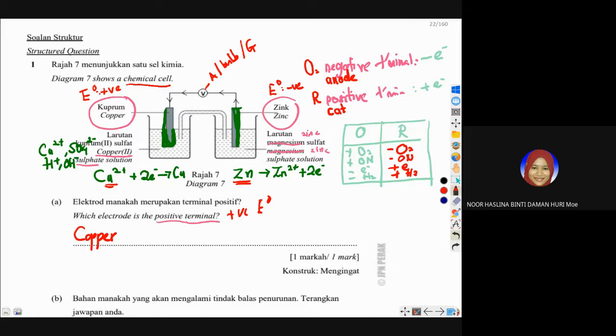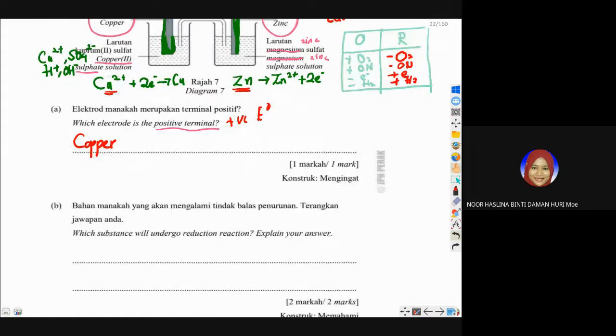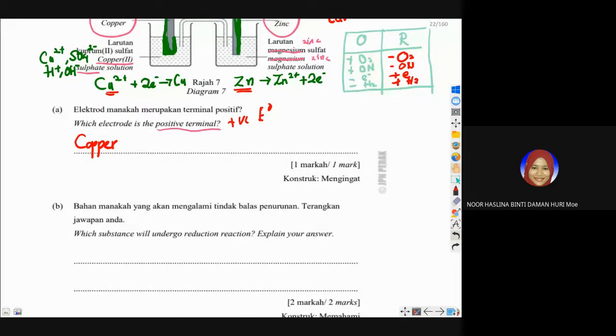So now, kalau you jawab answer, you punya answer is copper, that is wrong. Why wrong? Because which one is the substance that undergo the reduction? Copper to ion, not copper atom. So you must identify which one is the answer based on your equation, half equation. This one is half equation. You cannot put copper. Kalau you put copper, is wrong. So the answer here is copper to ion.